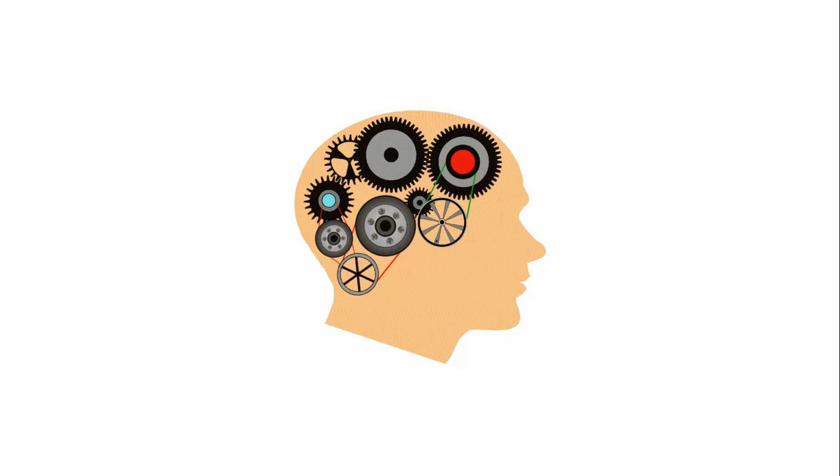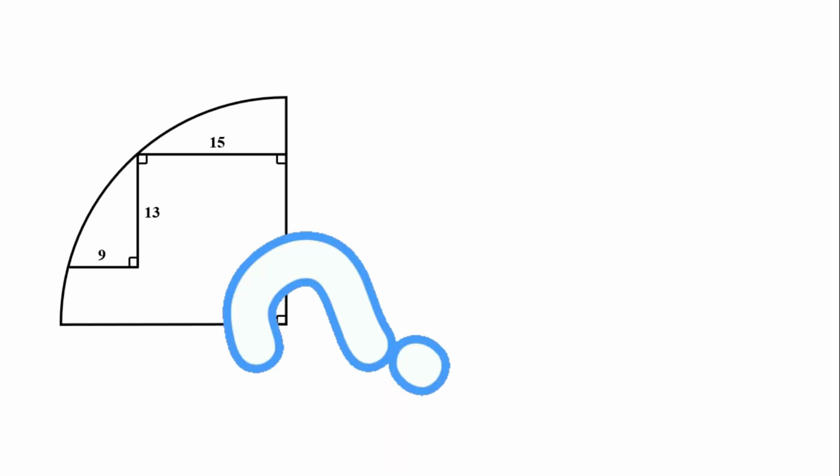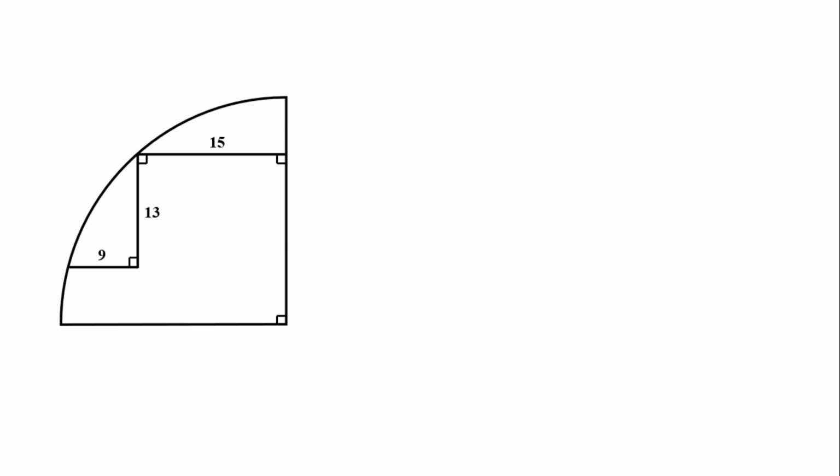Today we have another fun geometry challenge. In this problem, we're given a quarter circle. This horizontal segment is 15 units long, this vertical segment is 13 units, and this bottom segment is 9 units. All the marked angles are right angles. Your challenge is to find the radius of the quarter circle.